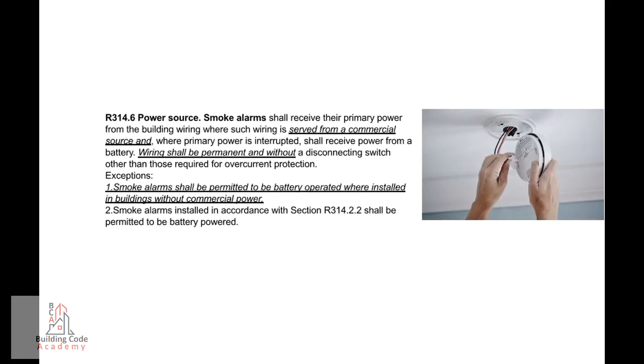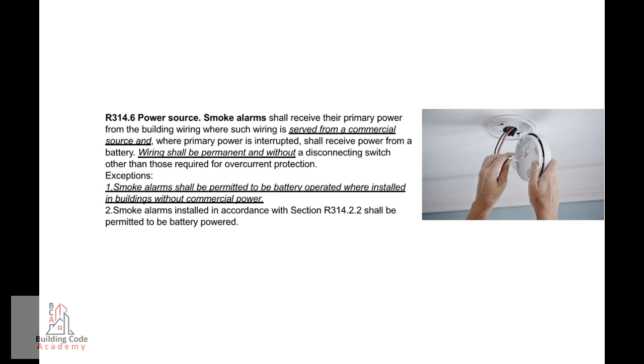R314.6 Power source. Smoke alarms shall receive their primary power from the building wiring, where such wiring is served from a commercial source, and where primary power is interrupted, shall receive power from a battery. Wiring shall be permanent and without a disconnecting switch other than those required for overcurrent protection.